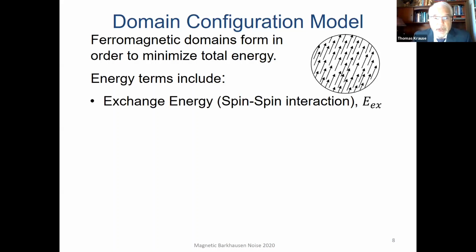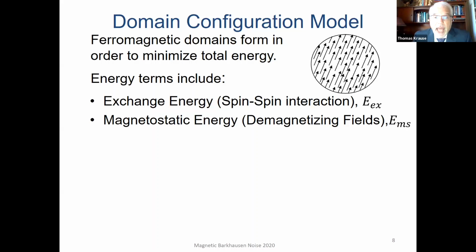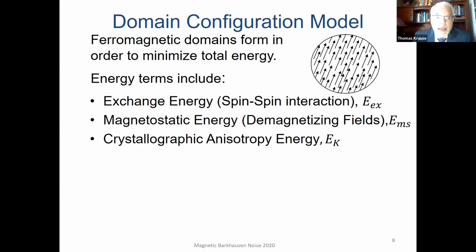But really, we have to consider the entire energy of that system. So there's the exchange energy, that's the spin-spin interaction between the 3D orbital electrons in steel. That's a quantum mechanical effect. The magnetostatic energy, or the demagnetizing fields, this is where the field lines come out of the sample, and that costs energy. The crystallographic anisotropy energy is the energy of the interaction of the spins with the crystal structure, which is via spin-orbit coupling. And so there are preferred directions for the spins to be aligned in the cubic structure of iron.